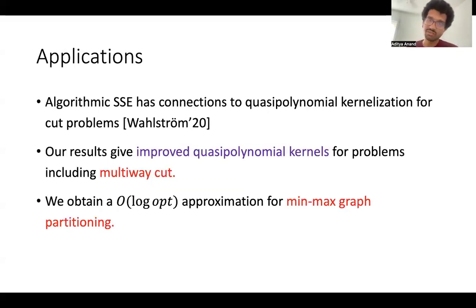Let me finish by talking about some applications. Algorithmic small set expansion actually has connections to quasi-polynomial kernelization for cut problems. So log K approximation is very meaningful for quasi-polynomial kernelization. This was shown by Wahlström in 2020. And our results give improved quasi-polynomial kernels for problems including multiway cut. And we also obtain a log opt approximation for min-max graph partitioning, where opt is the optimal value of the instance.